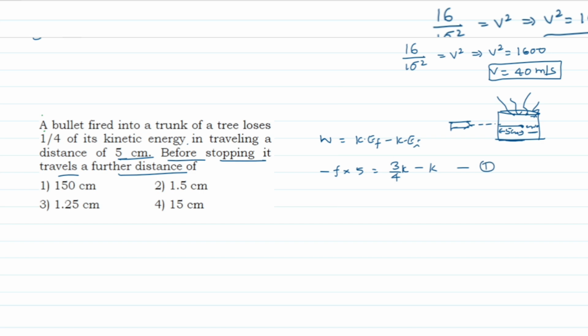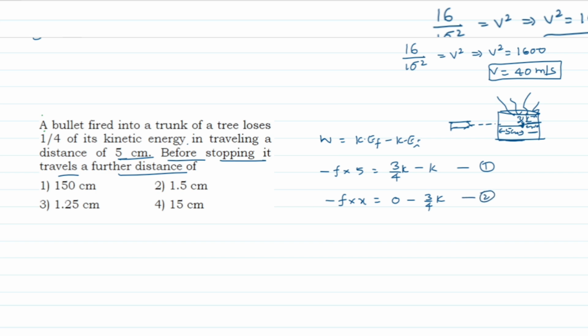Now finally when it comes to rest, it further travels some x distance. You can take this as the second scenario, and here the final kinetic energy will be 0, as it comes to rest. Here the initial kinetic energy, traveling from here to here, how much energy will it have? It will have 3/4 of the kinetic energy. So you can take this as 3/4 of K. Let us take this as equation 2.